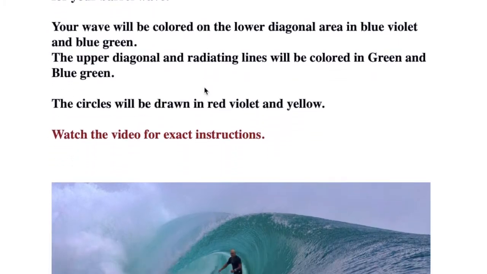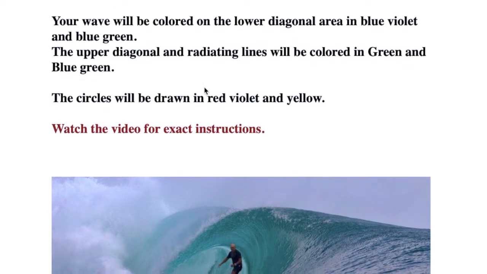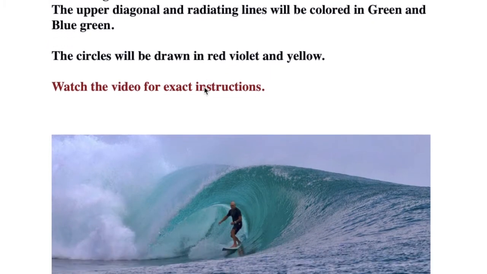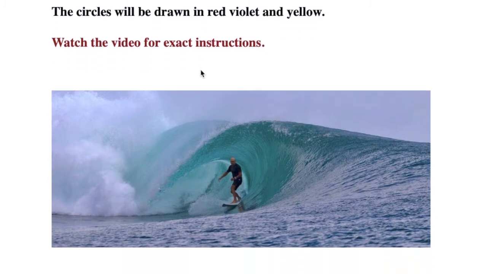Your wave will be colored on the lower diagonal area in blue-violet and blue-green. The upper diagonal and radiating lines will be colored in green and blue-green. The circles will be drawn in red, violet, and yellow. Watch the video for exact instructions.